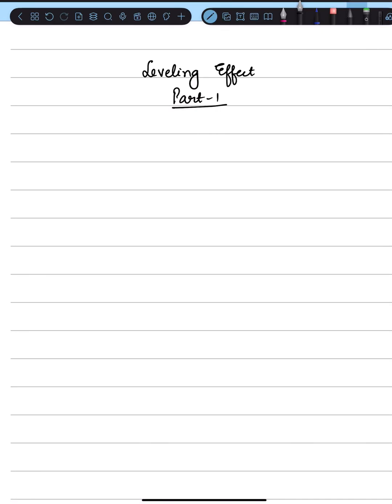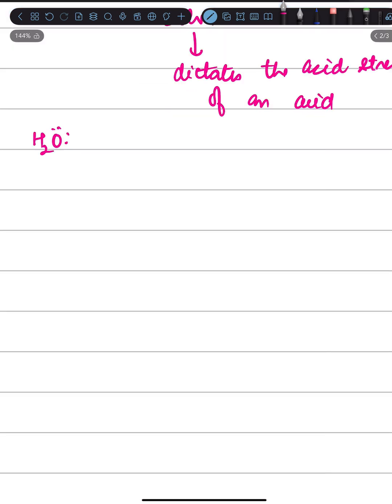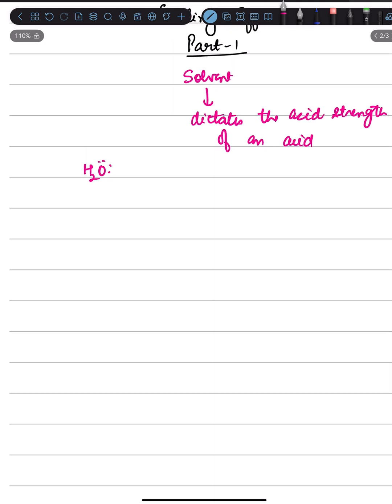and leveling effect in this video. So many a times students find it difficult to understand how the solvent dictates the acid strength of an acid or acidity of an acid. For example, if you use some acid in water, its acidic strength would be different as compared to if you use it in some other solvent.